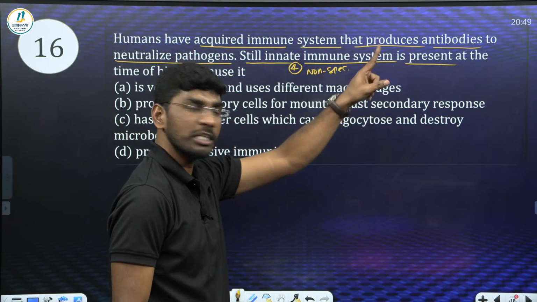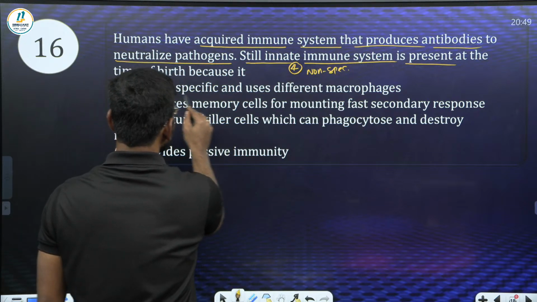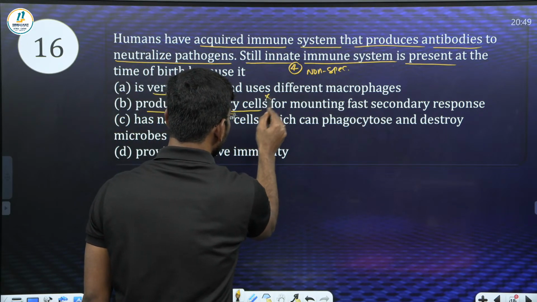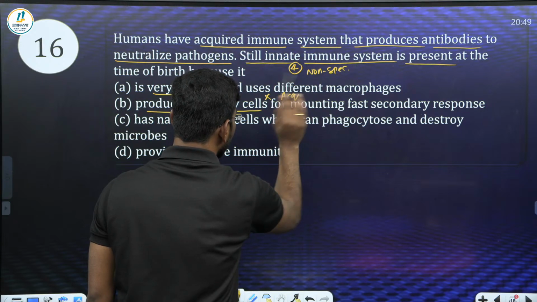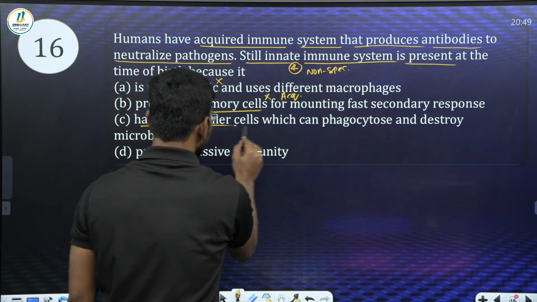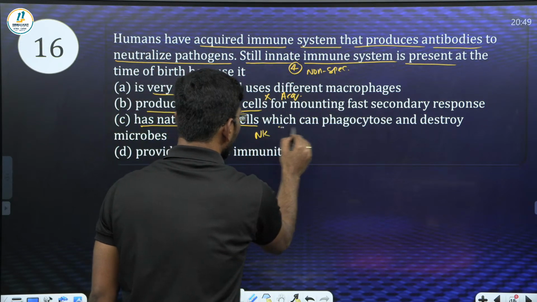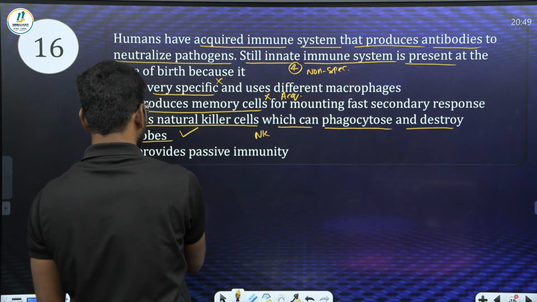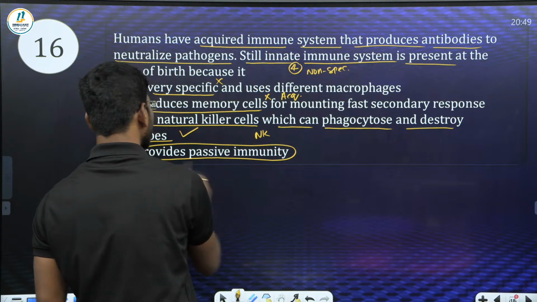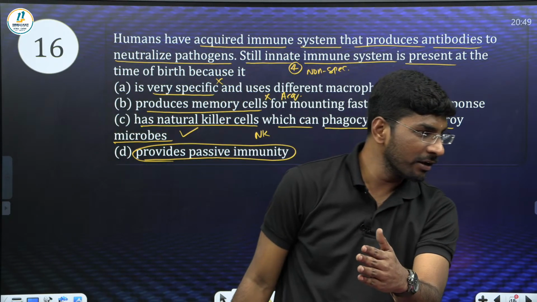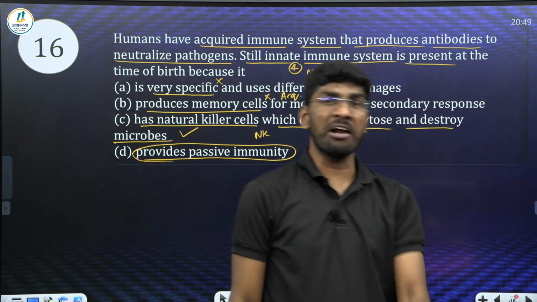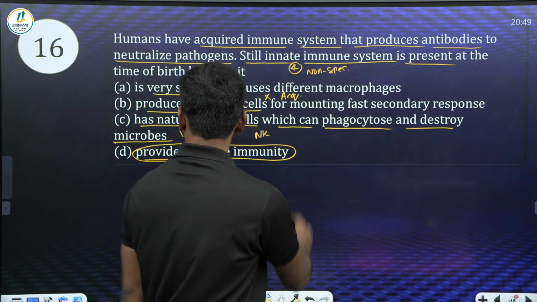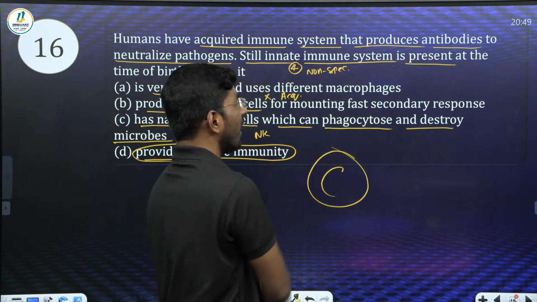So it will be non-specific. Here can I write very specific? No, it's not specific. Leave it. Produce memory cells? No, memory cells belong to acquired immunity. Leave it. Has natural killer cells, NK cells, which can phagocytose and destroy microbes. Absolutely correct. Provide passive immunity? It is not passive immunity. How many of you gave this answer? Good. Absolutely correct. 100 out of 100, my dear. Mark my words, 100 out of 100 in biology. Now tell me, the answer is what? Option C is the right answer.